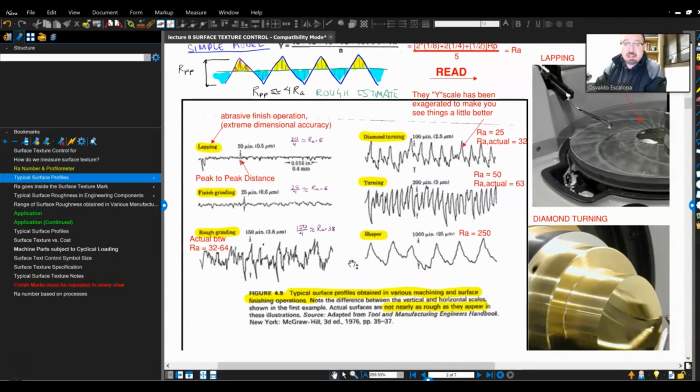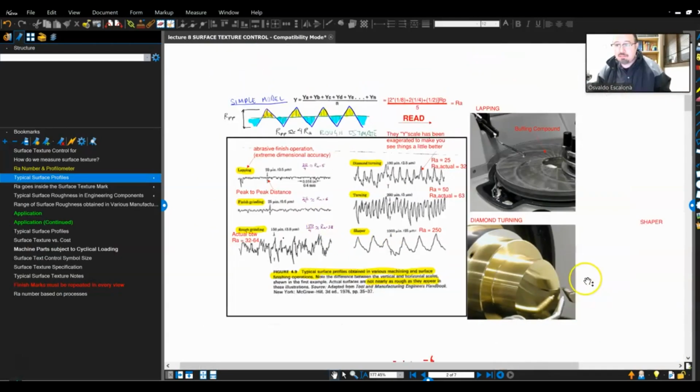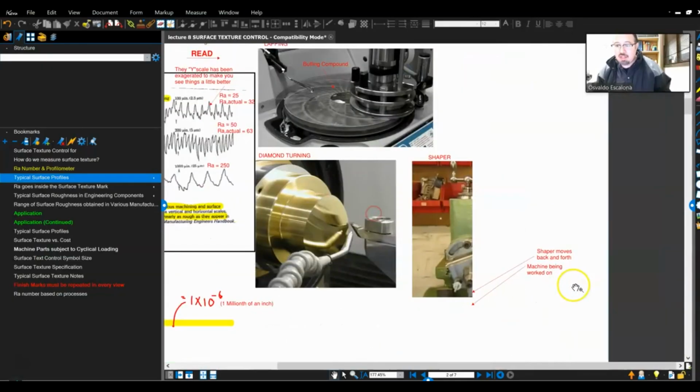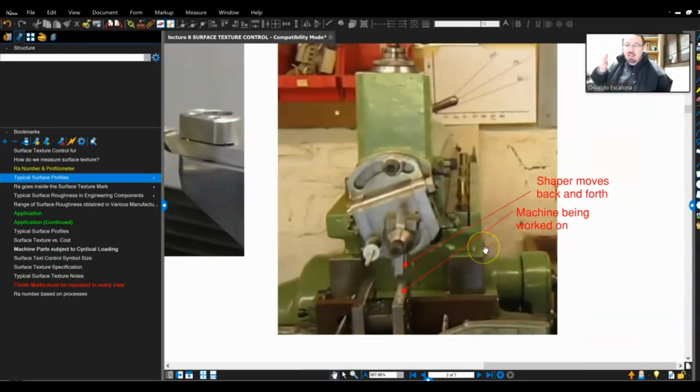It's going to depend on the different machining operations. How do I produce the part? So, for example, let's say that I have a shaper. The shaper is this one right here. Oh, I found a shaper. And pretty much what it does is kind of like a sewing action. It goes back and forth, back and forth.